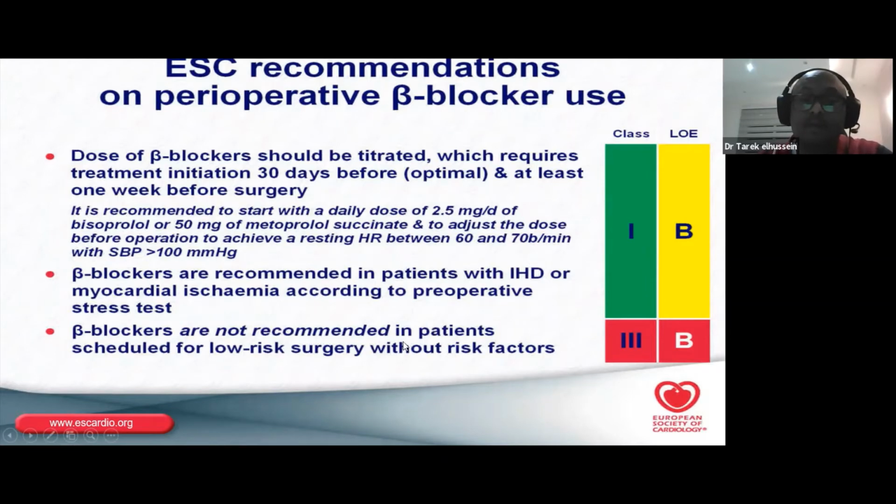Beta blockers are not recommended for patients who are scheduled for low risk surgery and don't have any risk factors, and this is of course harmful.